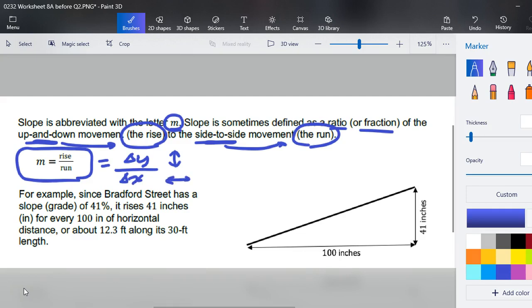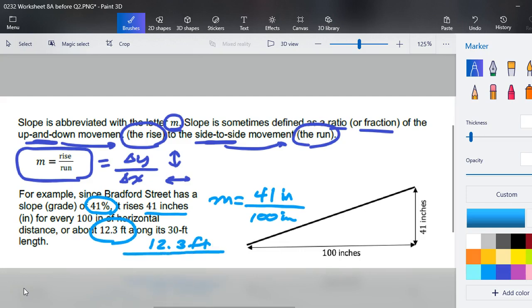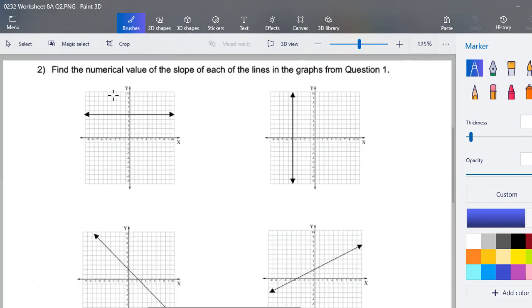And then they give us an example. For example, Bradford Street has a slope of 41%. In other words, its slope rises 41 inches for every 100 horizontal inches. In other words, it's about 12.3 feet that it goes up along a 30-foot distance. Again, if you haven't hit pause, go ahead and hit pause to do at least question number 2, and I'll see you back here on number 2 to talk through this together.